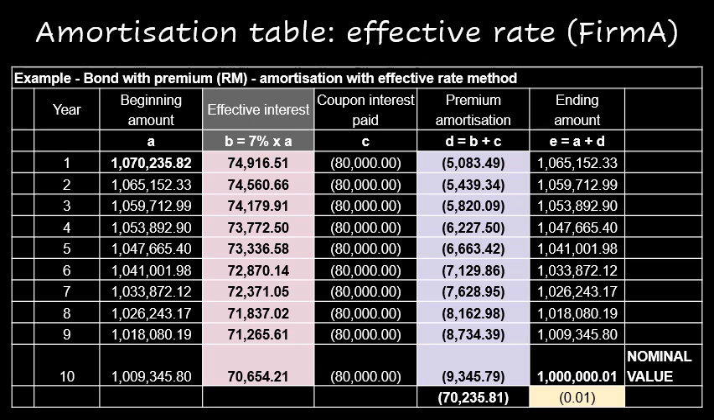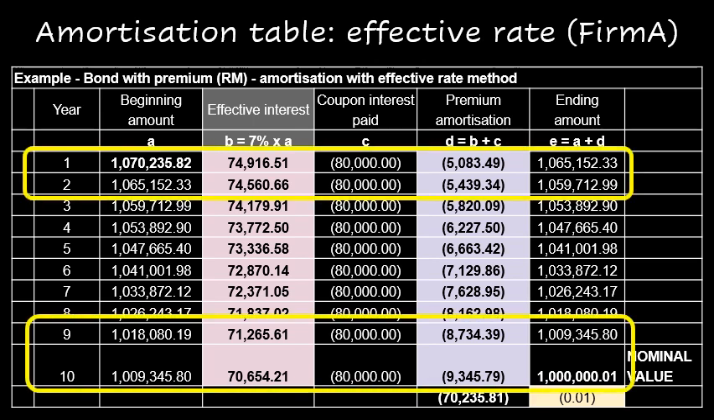Now let me show you how we record the changes throughout the period. For that, pay very close attention to the figures of interest expense, amortizations of premium, and coupon payment for year 1, year 2, year 9, and year 10.